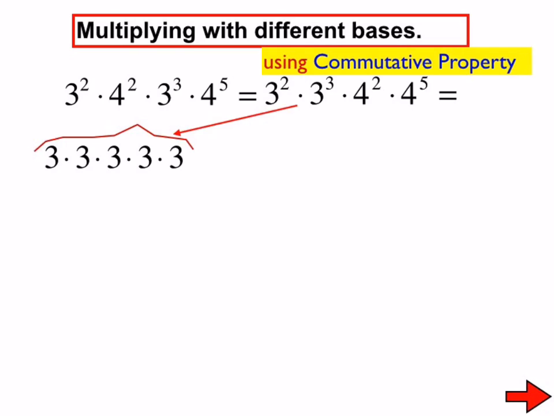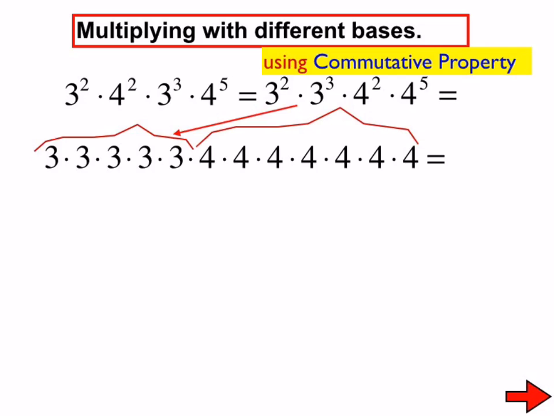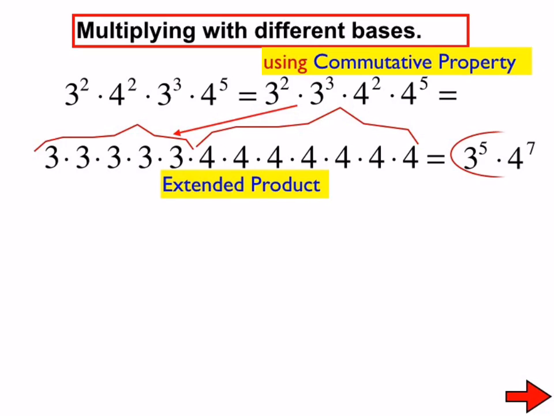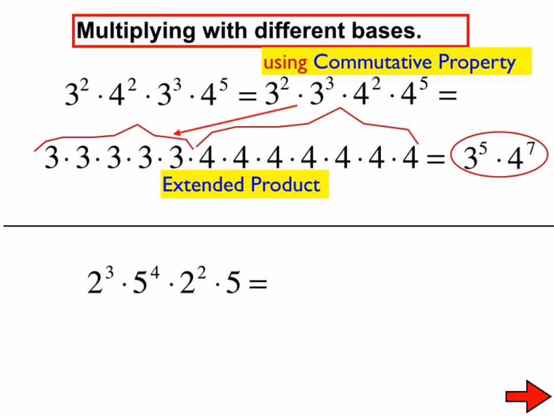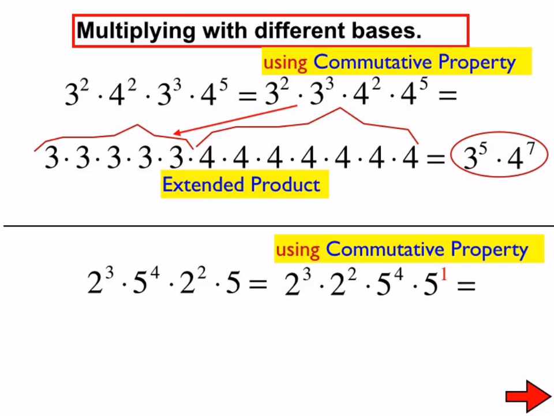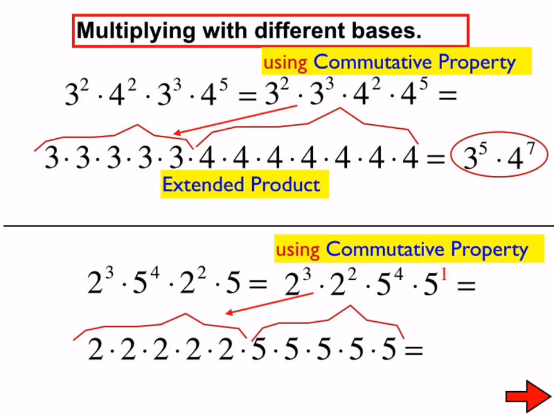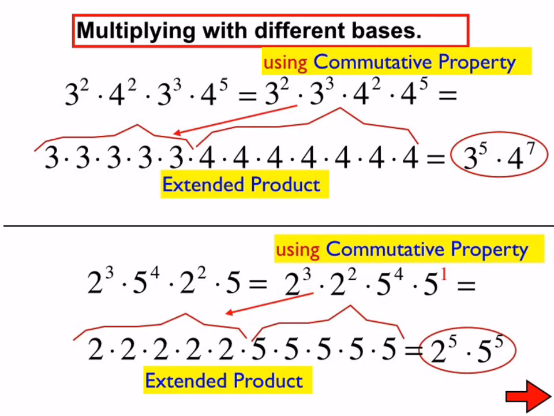Now, if I extend the product on the 3's, I can see that I have 5 3's altogether, from 3 squared times 3 to the 3rd. And then if I extend or expand out the 4's, I have 7 4's. And so that would simplify to 3 to the 5th power times 4 to the 7th power. Same idea in the next example. If I have this, I can group my 2's together using the commutative property, extend the product, and I can see that I have 5 2's and 5 5's. That would simplify in exponential form to 2 to the 5th times 5 to the 5th.